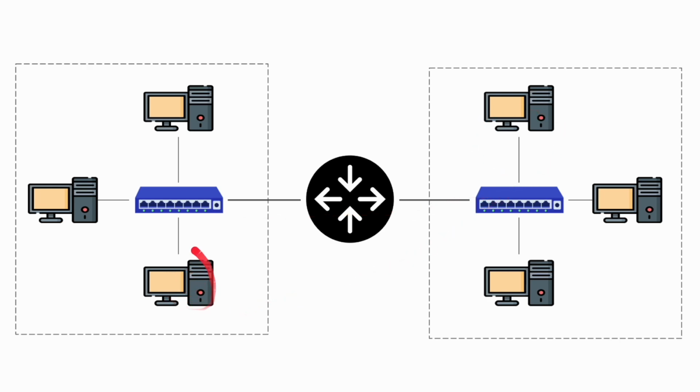But if you want to send information from this host to this host, you send information to your switch, and then the switch sends it to the router, and the router sends it to the other switch and then to the host. A router is used to send information between networks. Unlike switches, routers use IP addresses.